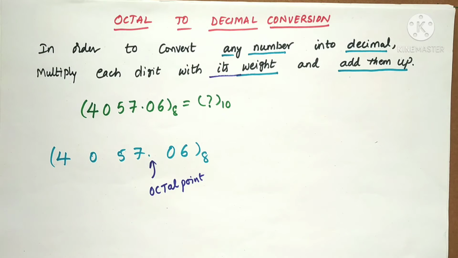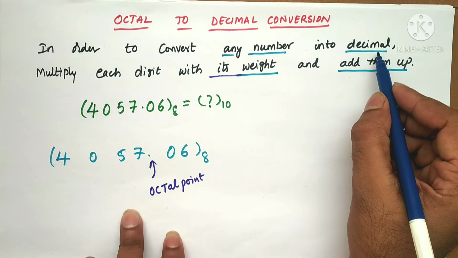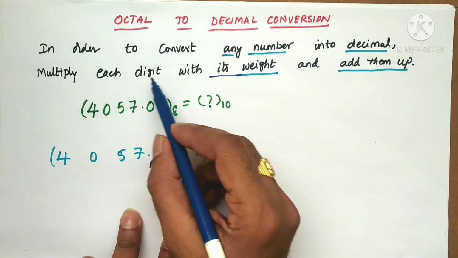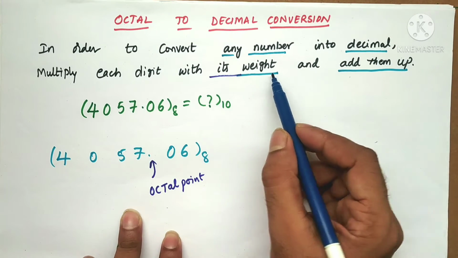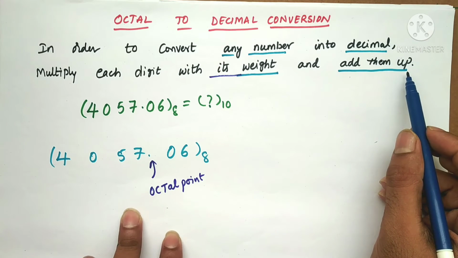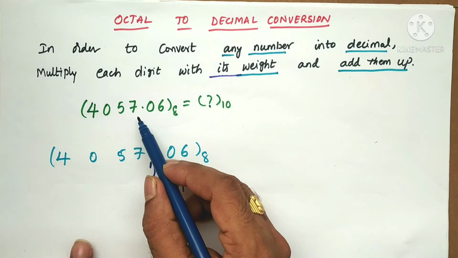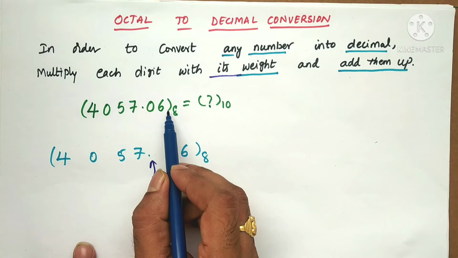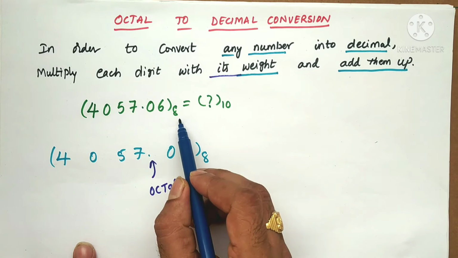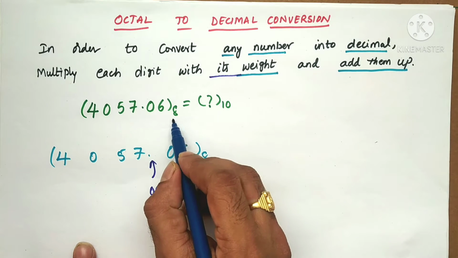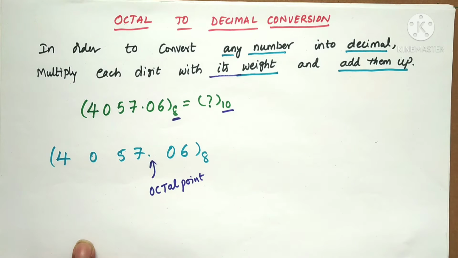Octal to decimal conversion. In order to convert any number into decimal, multiply each digit with its weight and then add them up. So the number given is 4057.06 base 8. We have to convert this octal number into decimal number. So write the number here.